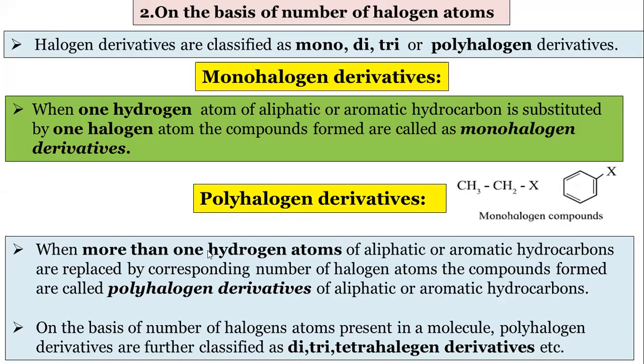In case of polyhalogen derivatives, when more than one hydrogen atom is replaced, it is called polyhalogen derivatives. Further, these polyhalogen derivatives are classified depending upon the number of hydrogen atoms replaced. If two hydrogen atoms are replaced, it is called dihalogen derivatives. If three hydrogen atoms are replaced with halogen, it is called trihalogen derivatives. If four hydrogen atoms are replaced with four halogens, it is called tetrahalogen derivatives, etc.